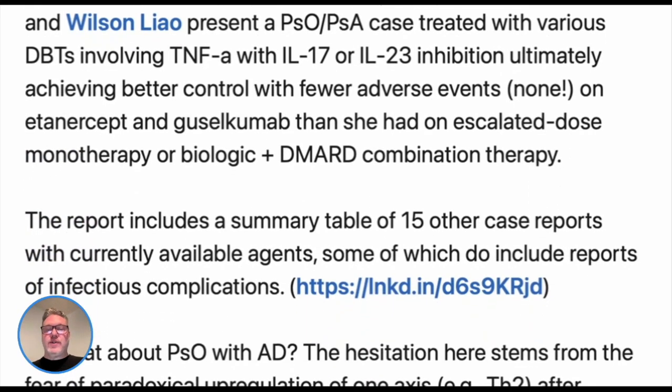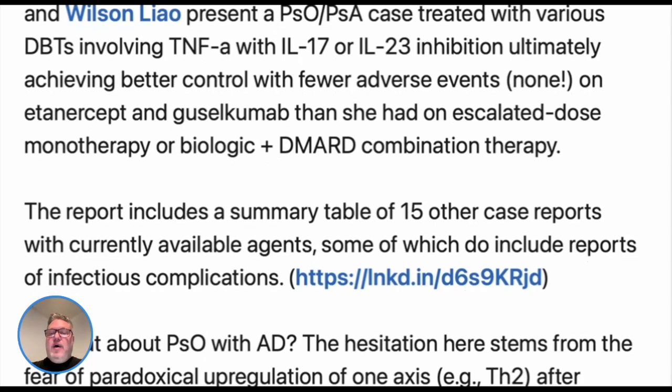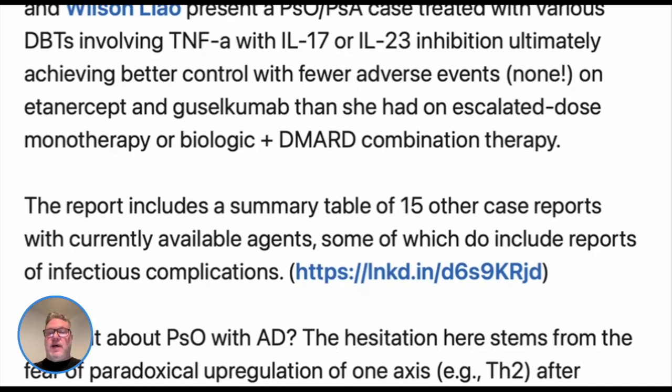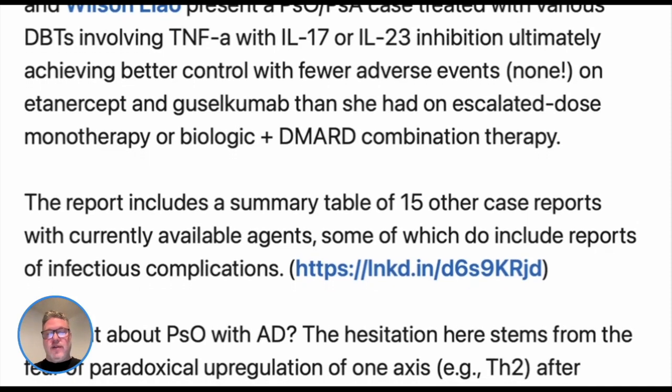That report includes a summary table of 15 other case reports with currently available agents, some of which do include reports of infectious complications. So it's not a perfect track record with dual biologic therapy, but of course, we well know that monobiologic therapy does not have a perfect track record either.